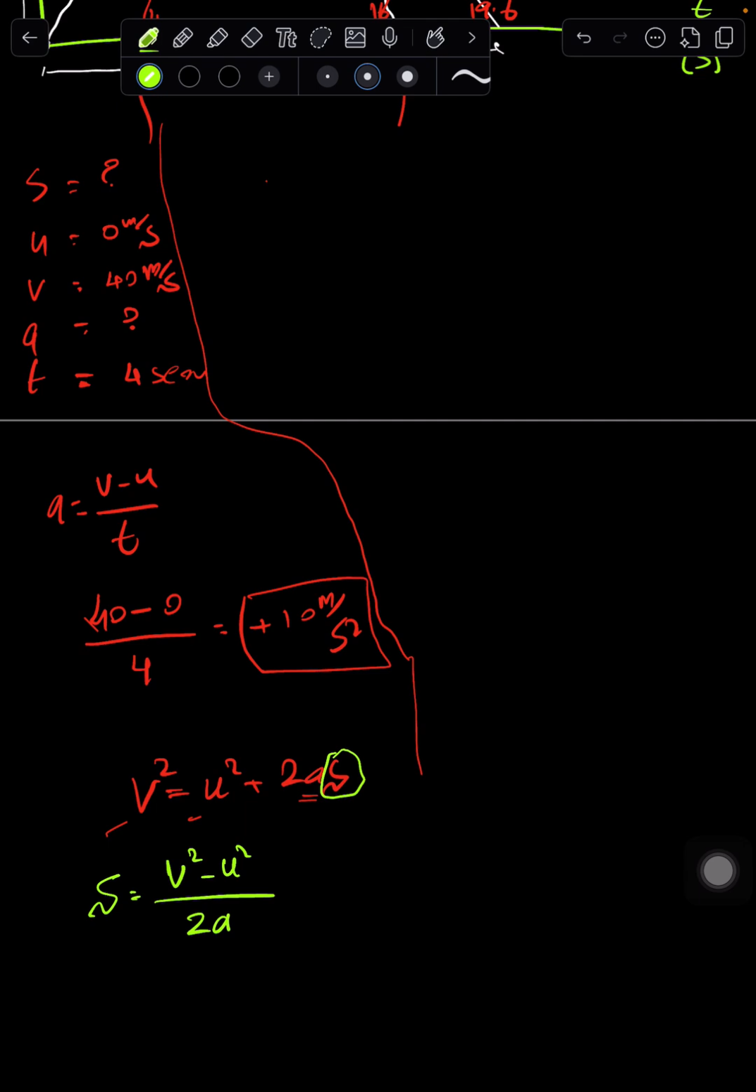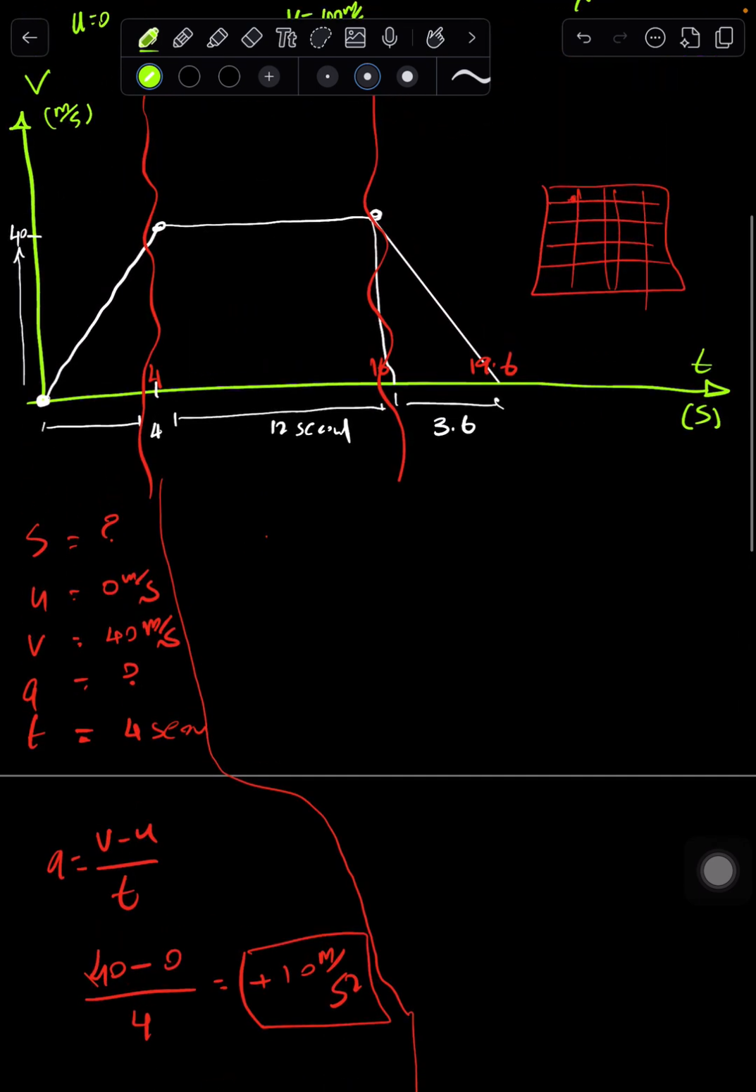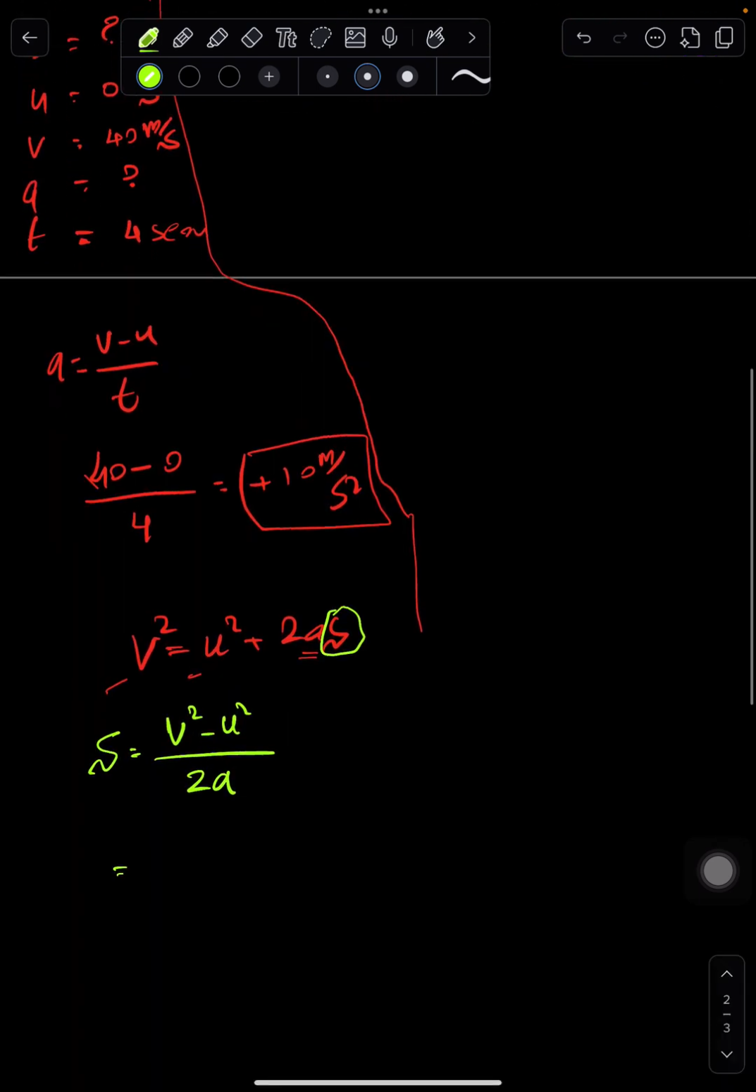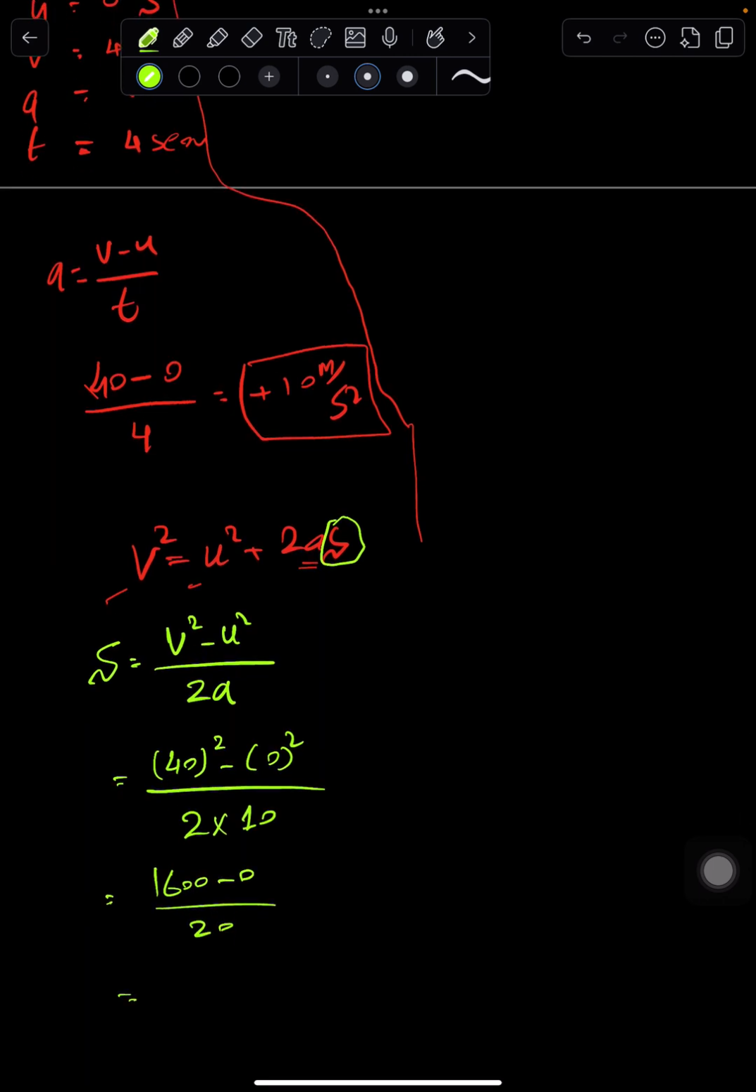over 2a, which is, in this case, if we go back to the graph, v is 40, which is the final velocity squared. So 40 squared minus the initial squared over twice the acceleration, and we get a distance of 1600 minus 0 over 20, and that is a distance of 80 meters.